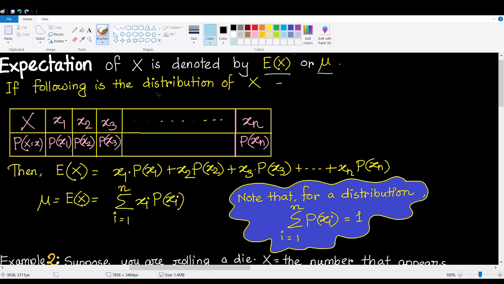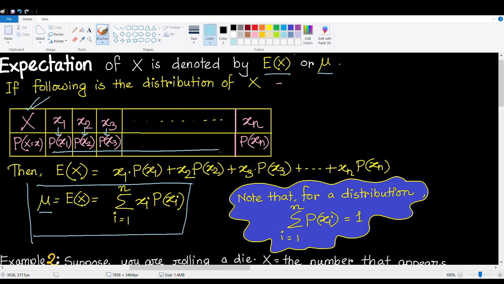The following is the distribution of a random variable set x, where x1, x2, x3 are random variables inside x, and the corresponding probabilities are listed below each of the variables. Then E of x equals the sum of the product of each random variable with its corresponding probability. Now we know that E of x is also denoted by mu, and this is the summation form of the formula. One thing I want you to note is that the sum of all of these probabilities will equal 1. Okay, so yeah, this is written here.